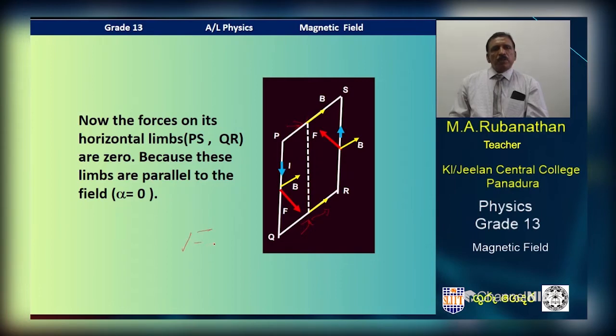Force is equal to 0 here. Because these limbs are parallel to the field, alpha is equal to 0, so this force is equal to 0. So there are no forces acting on the limbs PS and QR. Earlier, there were forces F dash acting on these limbs, but those forces neutralize each other because they oppose each other. The resultant force is 0 when the coil makes an angle alpha. Okay.